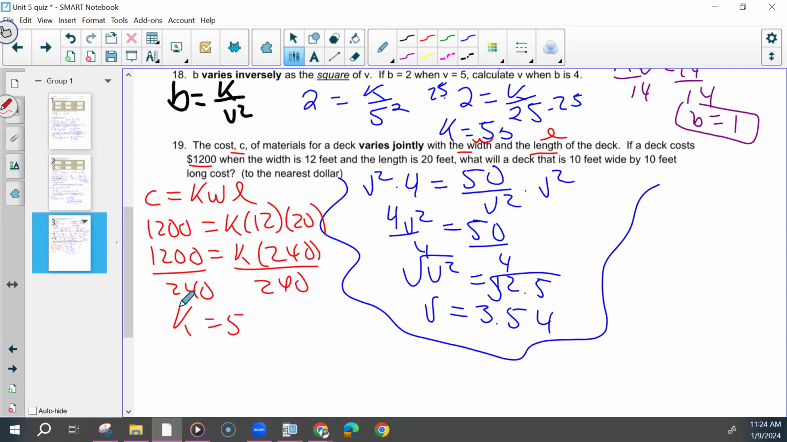And then the last part, what will the deck that is 10 feet wide and 10 feet long cost? So you have W and L and K, you need C. And if you multiply all of those together, 10 times 10 is 100, times 5 is 500. And you're looking for cost in dollars. And points were similar. Set up your equation, solve for K, get K, set up your equation, solve for C, get C.